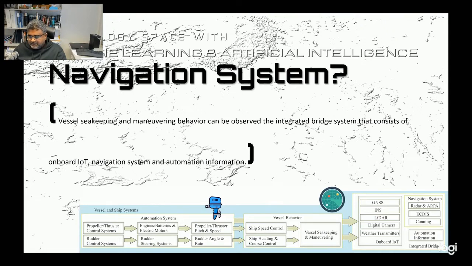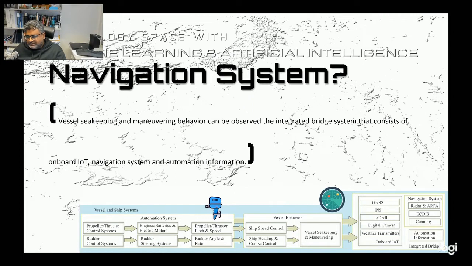Generally, the main component of the integrated bridge system would be the navigation system that consists of radar and ARPA radar. That means automated radar plotting aid. That's what ARPA stands for. And then the ECDIS system, that means electronic chart display and information system. This is where the vessel position can be displayed on a geographical map. And then the conning system, this is where the vessel information such as course, heading and speed and so on can be displayed.